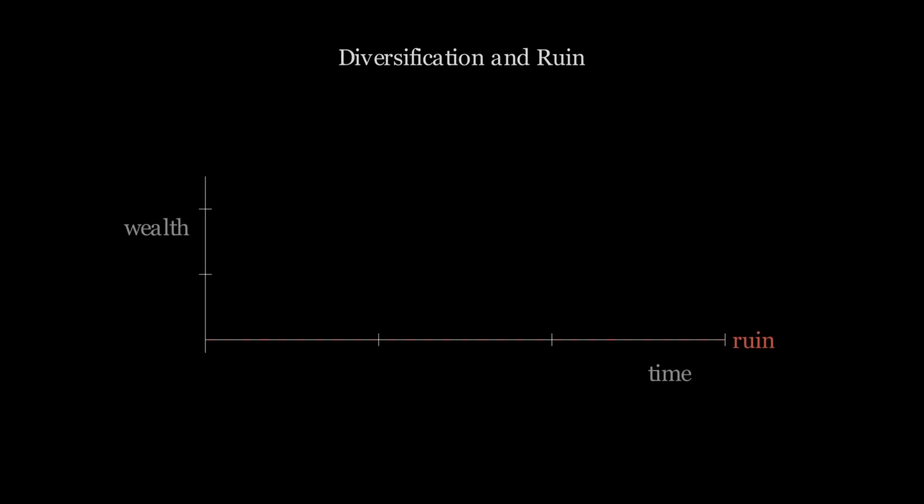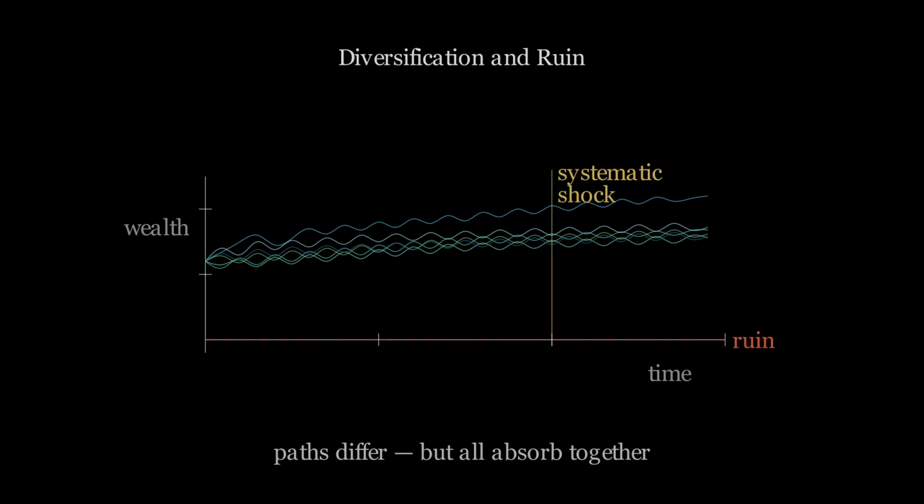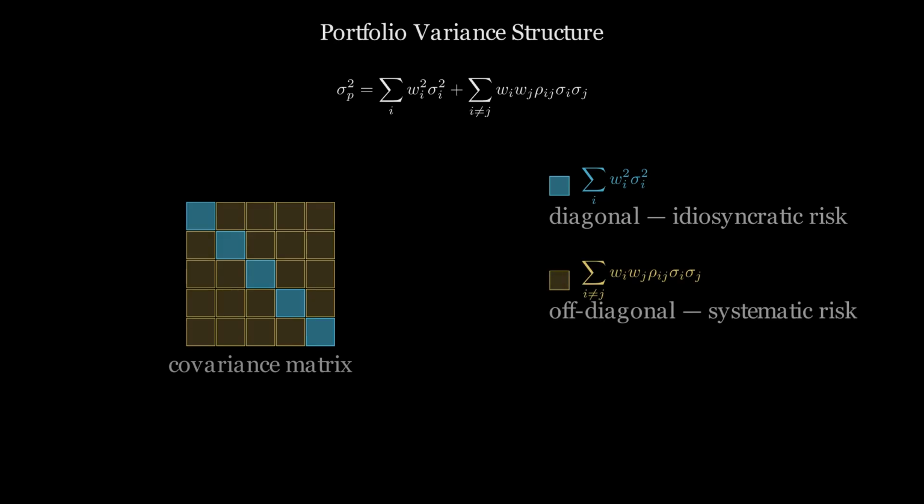Spreading positions across many assets reduces variance. Each path takes a different trajectory through time, but a systematic event absorbs all of them simultaneously. Diversification does not cancel the possibility of ruin. Portfolio variance has two components: idiosyncratic terms that vanish with diversification, and covariance terms that depend on correlations.